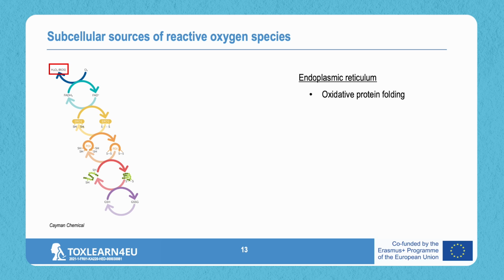If we look at the metabolic activities of the endoplasmic reticulum, or ER, then we see that oxidative protein folding is very important. And in this process, you can see that hydrogen peroxide is a byproduct.